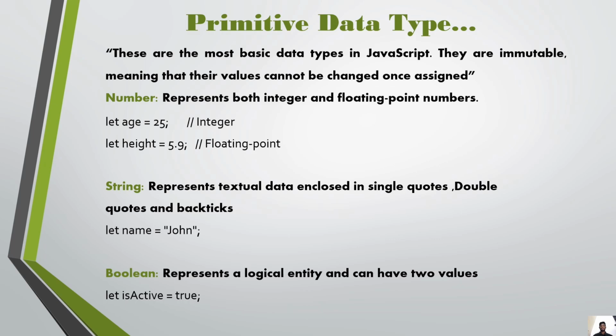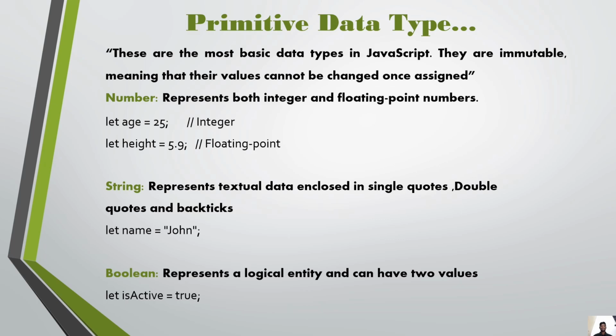First one, number, represents both integer and floating point numbers. Integer numbers are 25, 10, etc. Let age equal to 25, that is an integer number. Let height equal to 5.9, that is floating point. Floating point numbers have decimal point values.